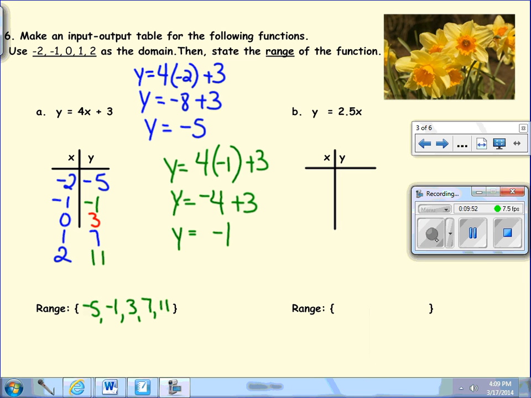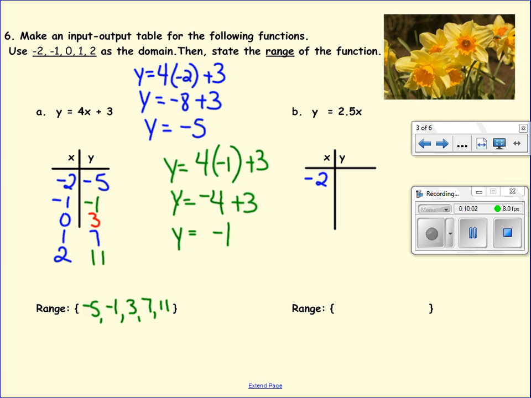Okay, so in B, we have y is equal to 2 and 5/10 times x. Let's plug in the set that we're going to use for our inputs. And you can use this in your homework too. Now, wherever there's the x in the equation, you're going to plug in each of the domains in order to determine what your range would be.